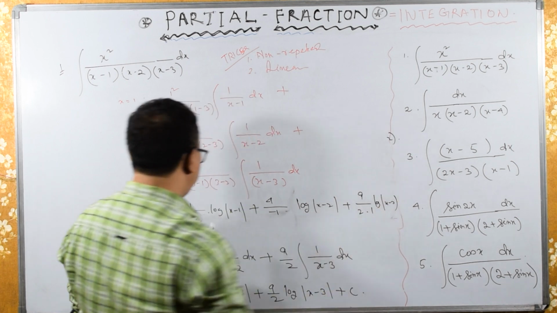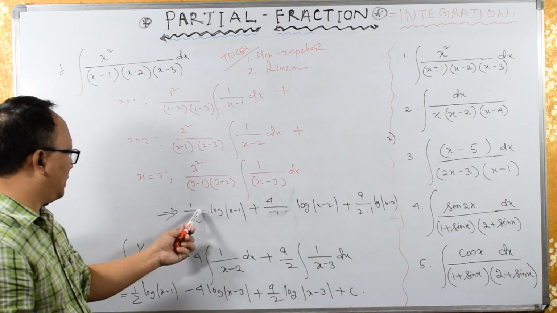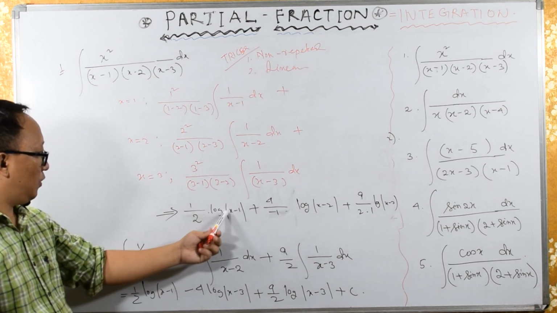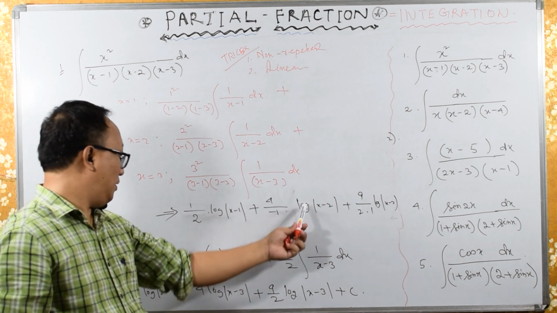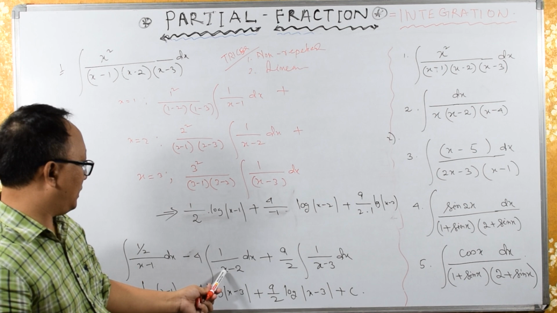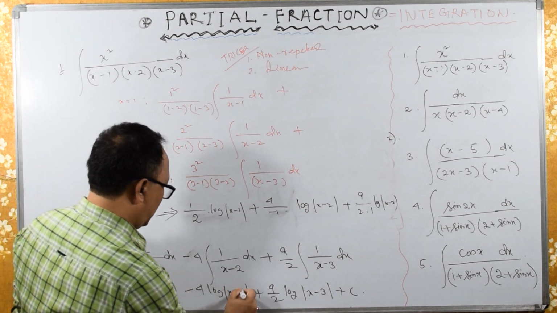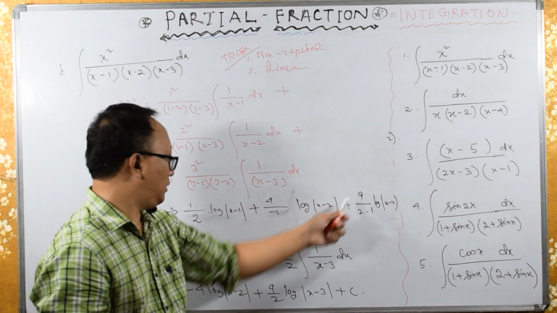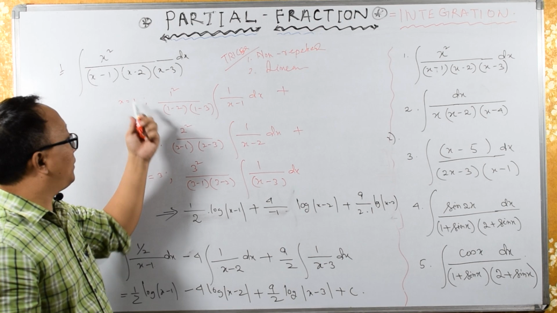This is the same as, you can check here, half log of x minus 1, minus 4 by minus 1, which is the same as minus 4 log of x minus 2. Log of x minus 2, so it should be x minus 2. Here 9 by 2 log of x minus 4. This is the shortest way to solve.